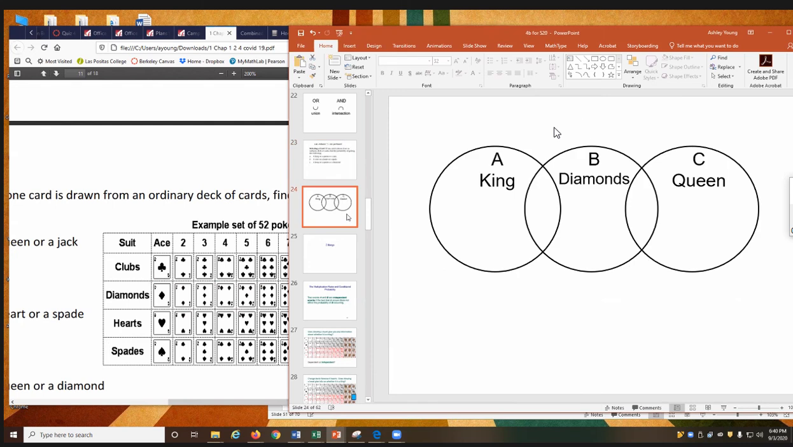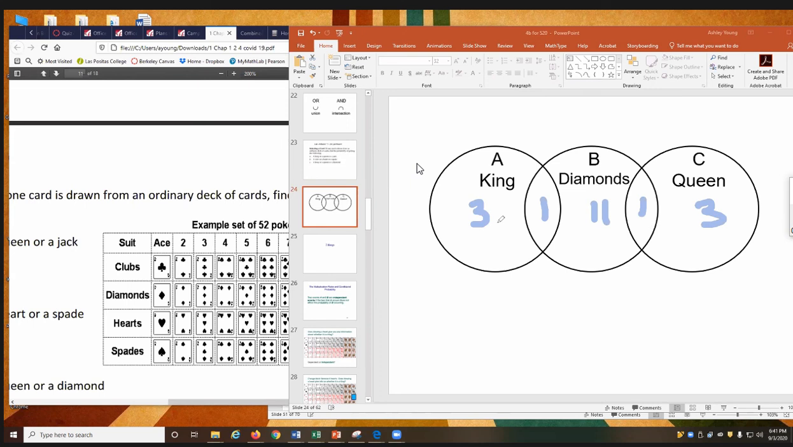So let me show you what it looks like in terms of the tools here. Kings, I have 4 kings. 3 of them are not a diamond, 1 of them is a diamond. Queens, I have 4 of them. 3 of them are not a diamond, 1 of them is a diamond. And then the diamonds, I have 13 of them. 1's a king, 1's a queen, and 11 are neither. Make sense?